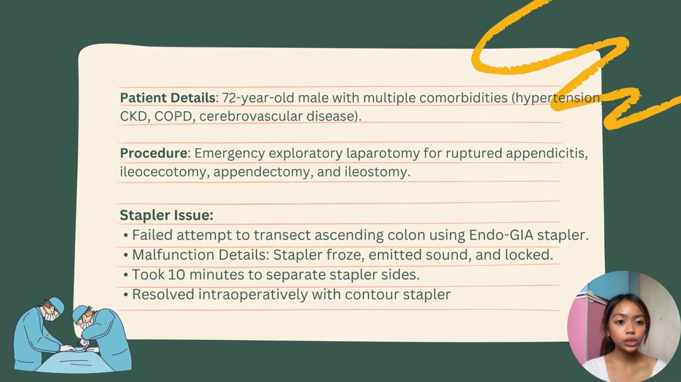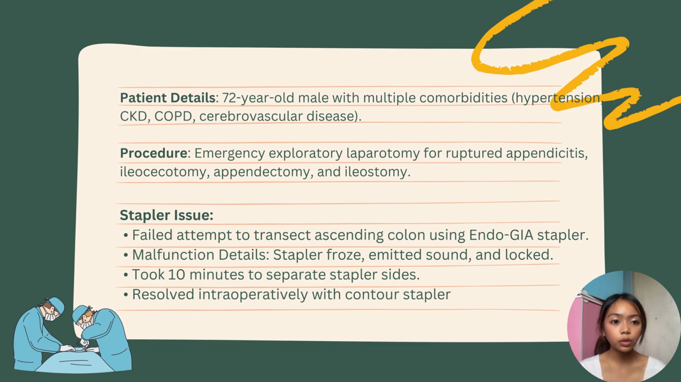From what we have obtained from the literature review, the patient was a 72-year-old man with hypertension, chronic kidney disease, and other comorbidities. He came to the emergency department with abdominal pain and was diagnosed with ruptured appendicitis, peritonitis, and sepsis. An emergency exploratory laparotomy was performed, including an ileocecotomy, appendectomy, abscess drainage, and ileostomy. During the surgery, the terminal ileum and cecum were successfully transected using endo-GI stapler. A few days later, the patient developed a complication, a dehiscence of the staple line in the ascending colon.